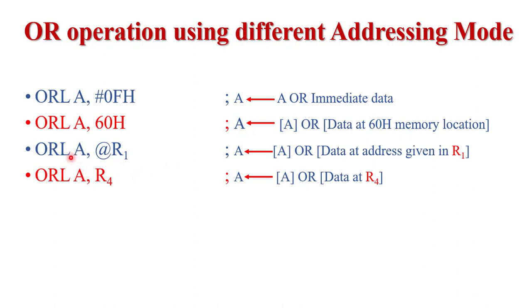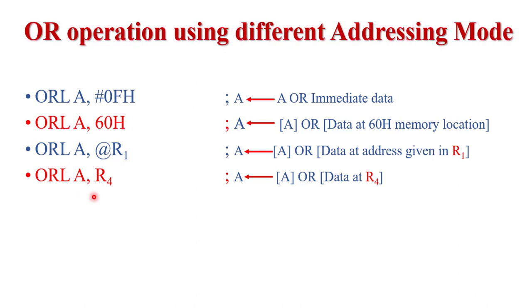Next instruction is ORL A, @R1. This instruction is the example of indirect addressing mode and this instruction tells that perform OR operation between accumulator data and the data given in a particular memory location whose address is given in the R1 register and the result is stored in the accumulator register. Next instruction is ORL A, R4. This instruction is the example of register addressing mode.